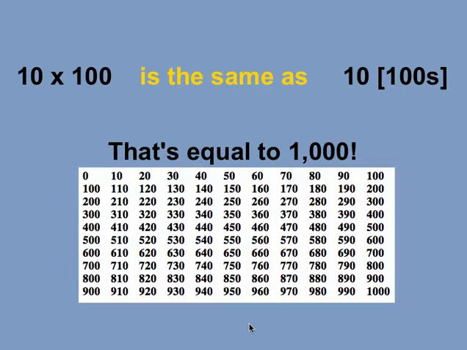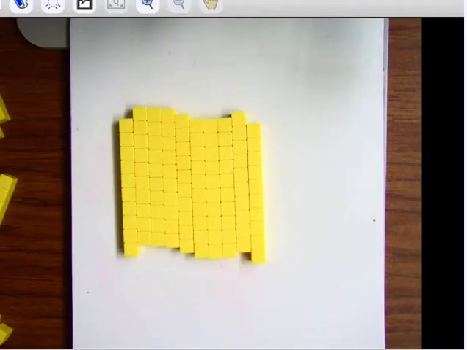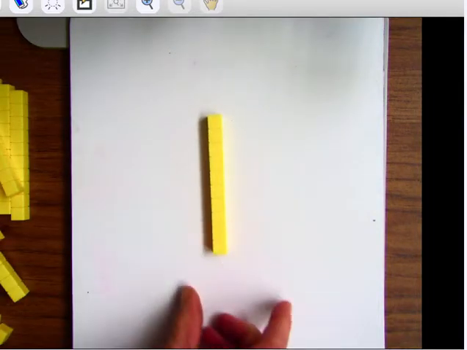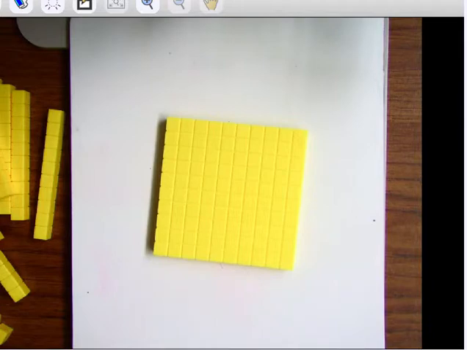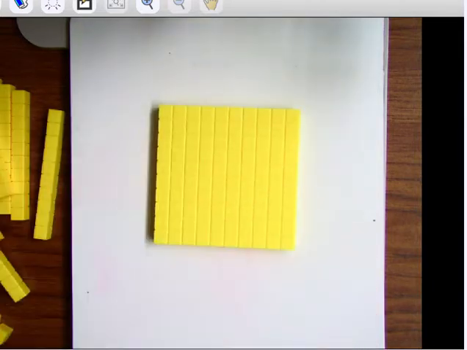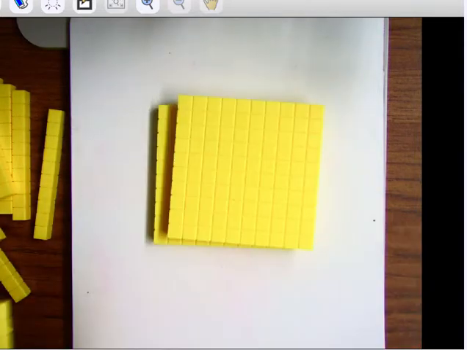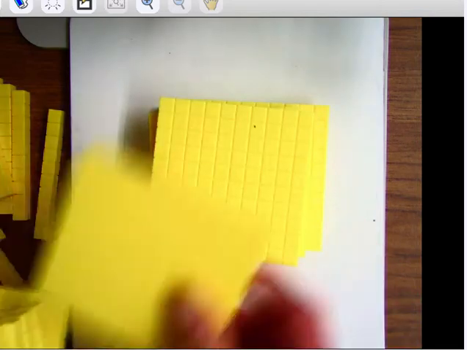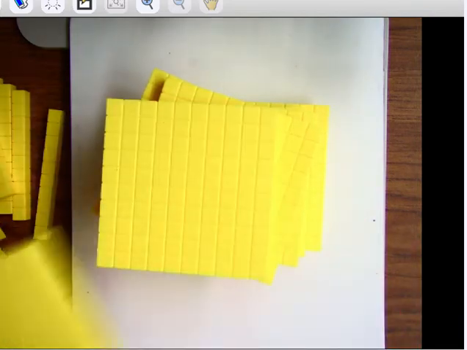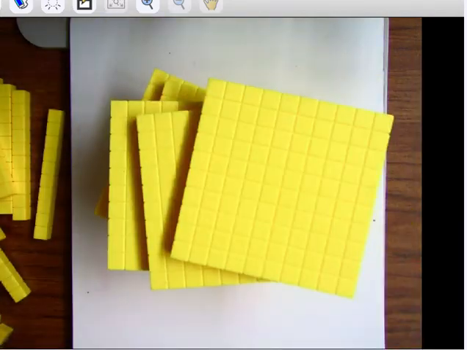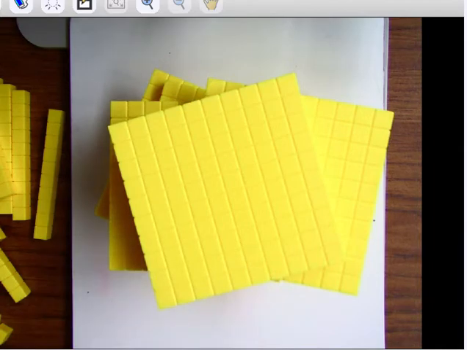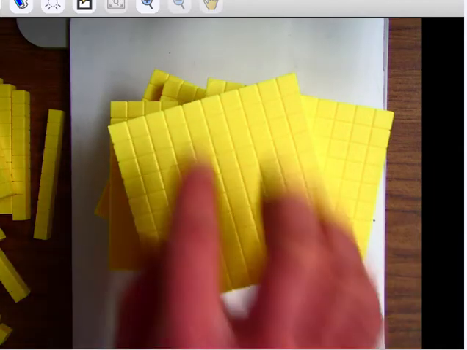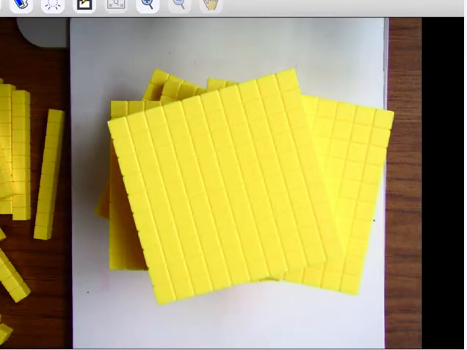If I were to do 10 times 100 with my blocks, switch back over here for you. By the way, I like to call these french fries, and I like to call these hamburger buns. So I would have one hamburger bun, that's 100, 200, 300, 400, 500, 600, 700, 800, oh my gosh, 900, 1,000, okay? 10 times 100 would be 1,000.